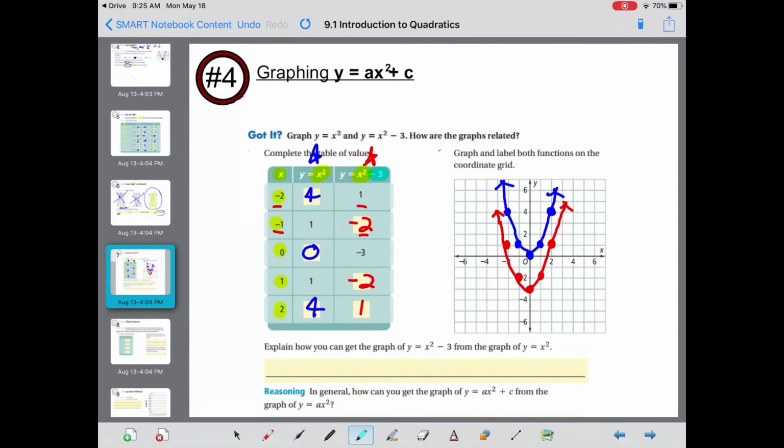Now it says explain how you can get the graph of y equals x squared minus 3 from the graph of y equals x squared. Well, if you notice, each respective point is just 3 down from its counterpart on the blue line. So you say move each point down 3 from y equals x squared. And that makes sense because this is x squared minus 3.